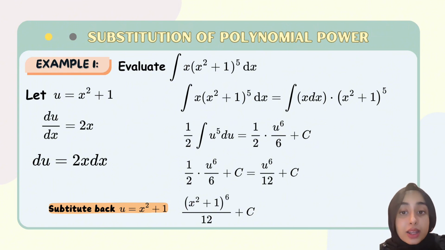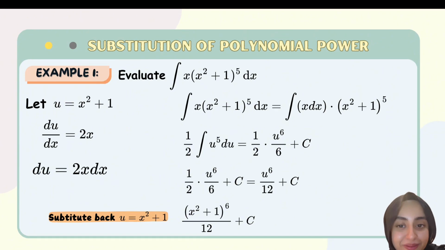So for the final answer, for the integral of x bracket of x squared plus 1 power of 5 dx will give us bracket of x squared plus 1 power of 6 over 12 plus c.